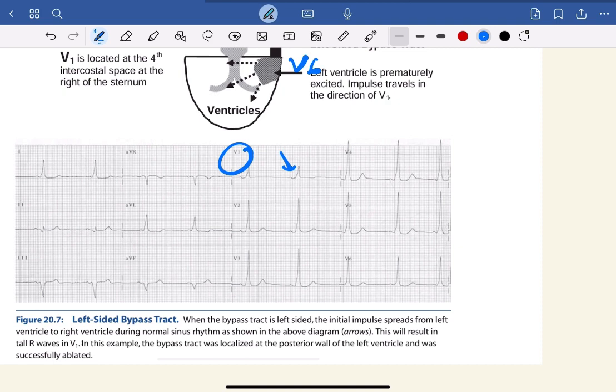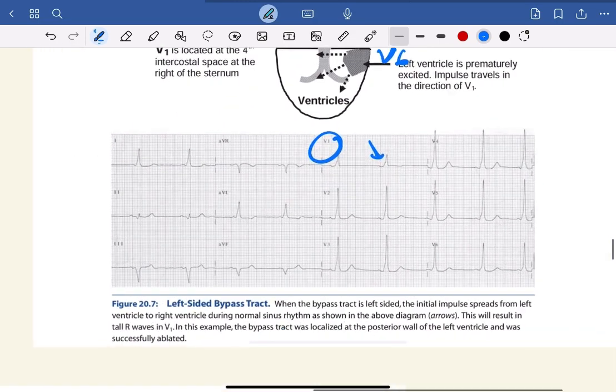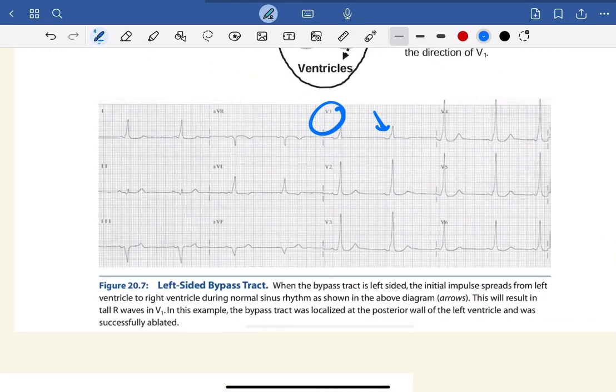Now you have to differentiate whether it is on the posterior septal or free wall of the left ventricle. For that you have to see the 2, 3, aVF complexes. In 2, 3, aVF, this is biphasic or predominantly upward, and there is LAD. So it is present on the left ventricular posterior wall.